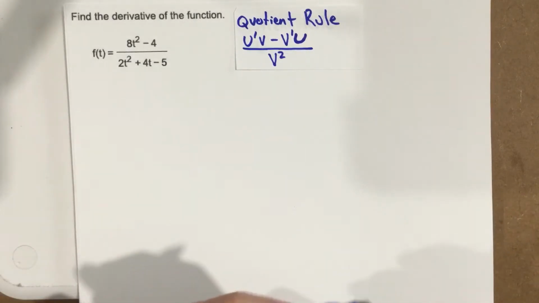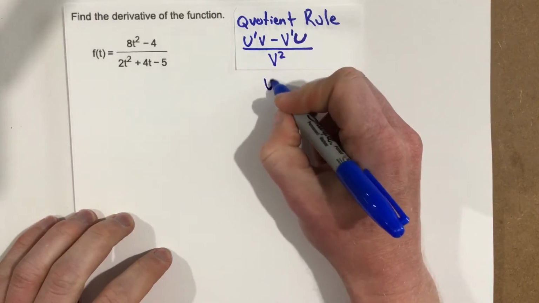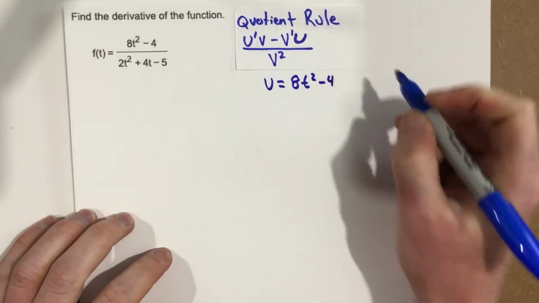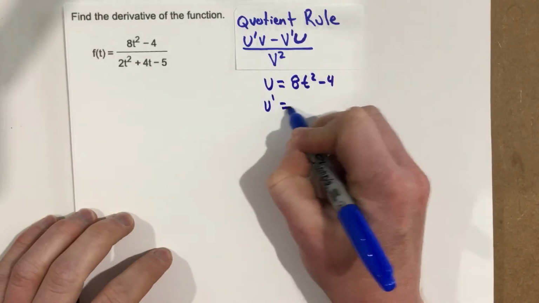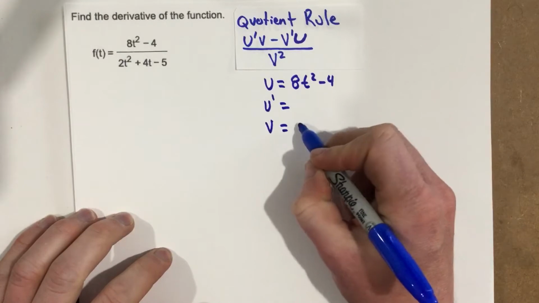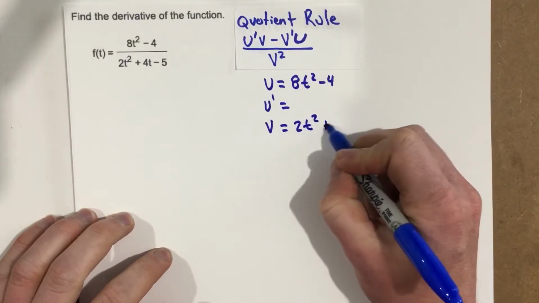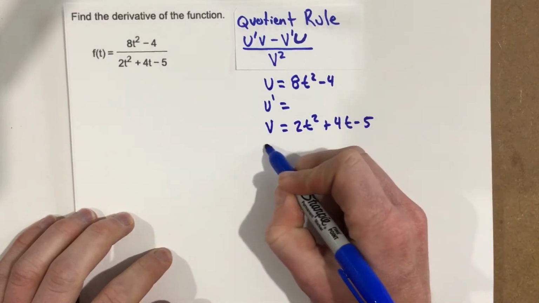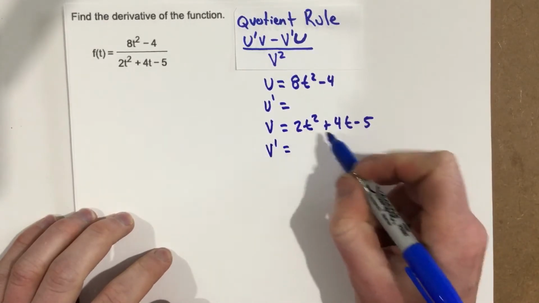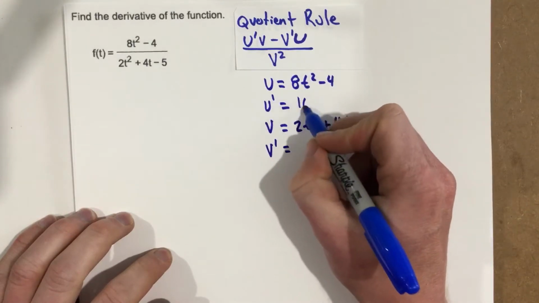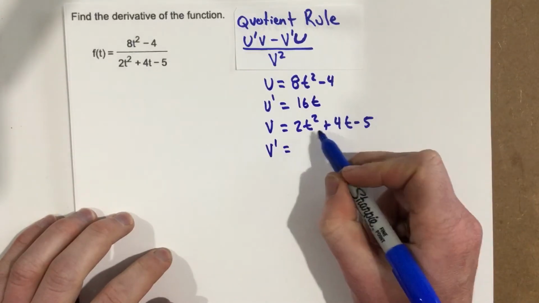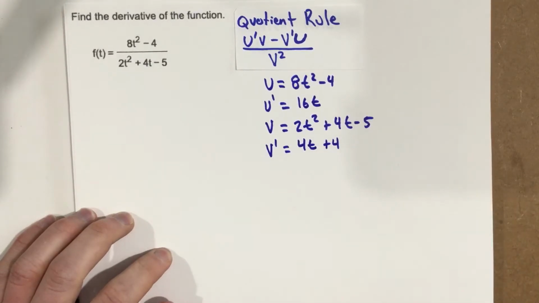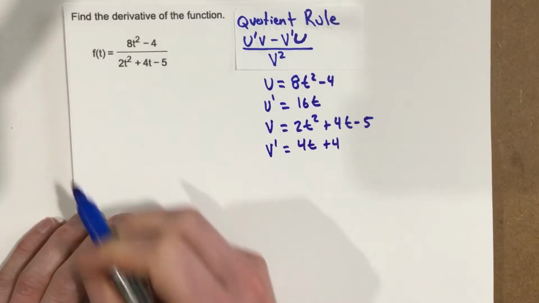So let's start out by labeling the two functions. So u is going to be the top function, 8t squared minus 4. V will be 2t squared plus 4t minus 5. And v prime will be the derivative of this. So the derivative of the top one is 16t. Derivative of the bottom one is 4t plus 4.